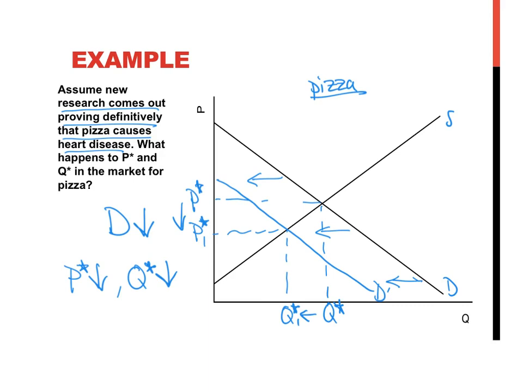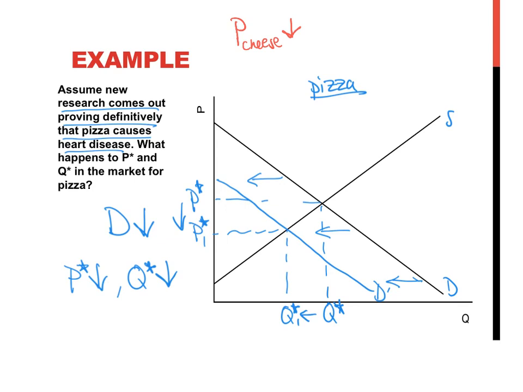So now let's add on. Now let's assume that in addition to the research that's come out proving that pizza definitively causes heart disease, that simultaneously the price of cheese has fallen. So now we have two events happening simultaneously. So we've already talked about how the first event would affect the market. Now we want to consider how the second event, which is happening concurrently with the first, is going to affect the market. And so cheese is the input.